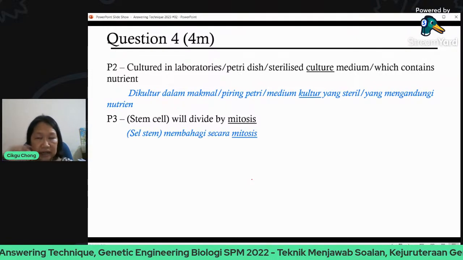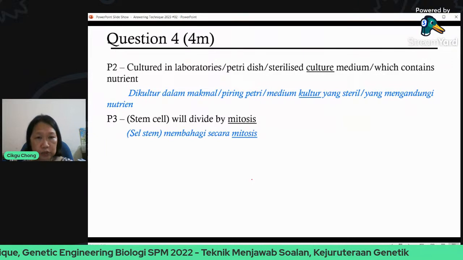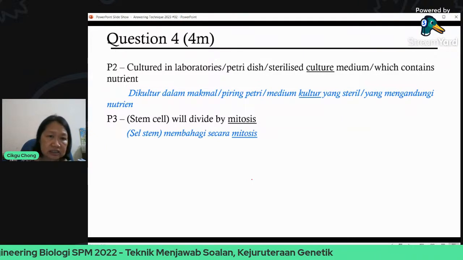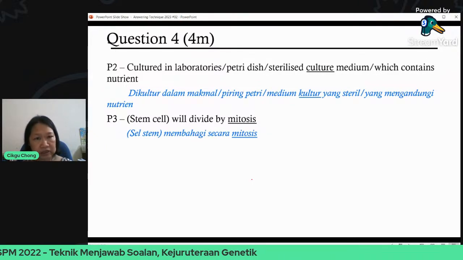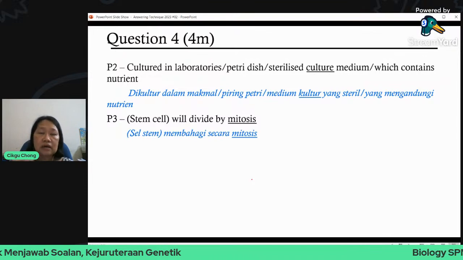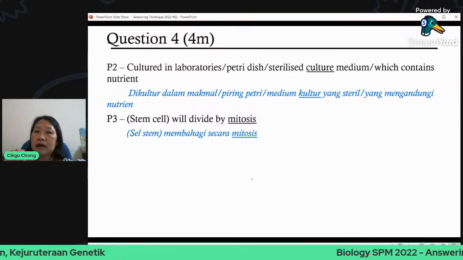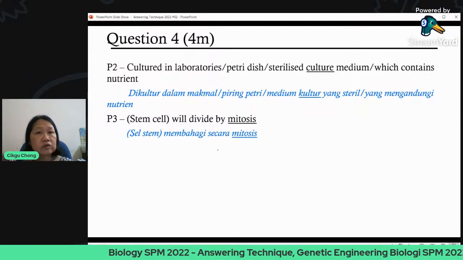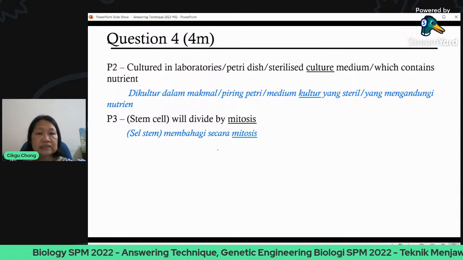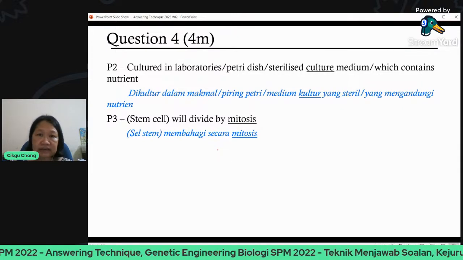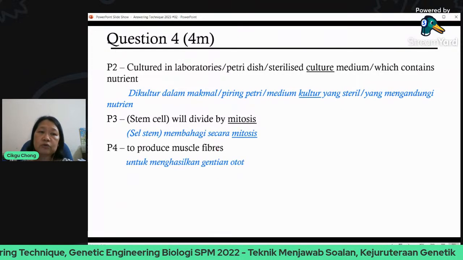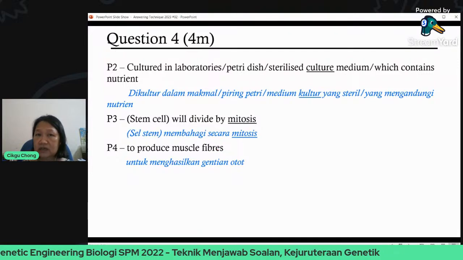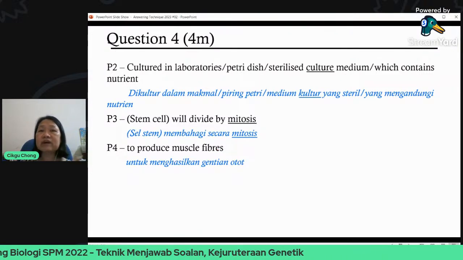What is underlined, please don't forget to write it. Okay? If you say just divide, I'm not sure you get your marks or not. You must say the process of cell division by mitosis. Because if you say cell division, it also includes meiosis. So you must say mitosis. For cloning, it's definitely mitosis. And then it will produce the muscle fibers. Okay, and then you eat the muscle fiber.